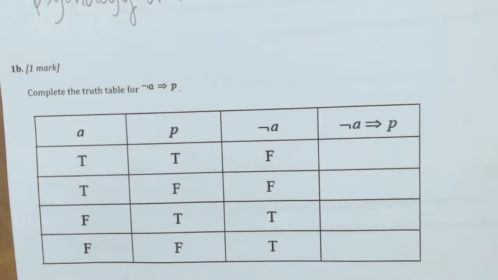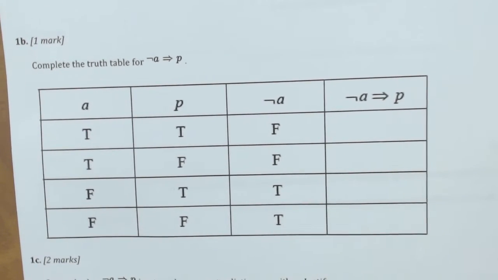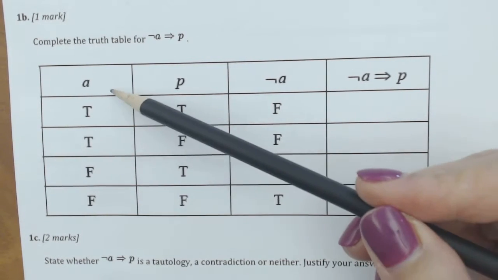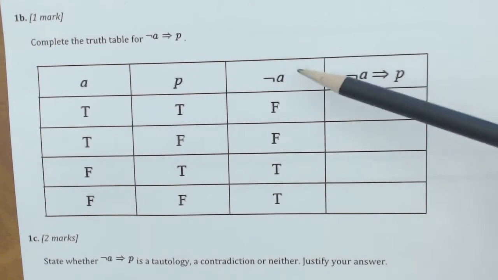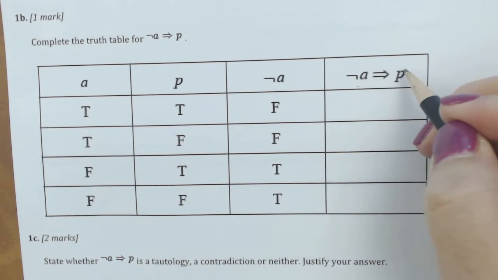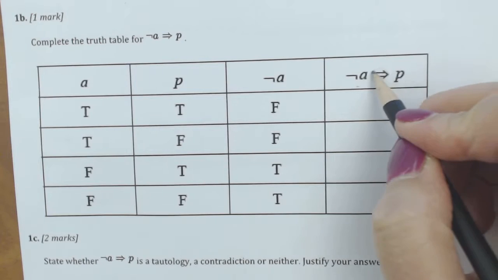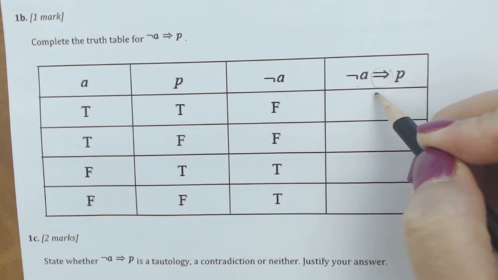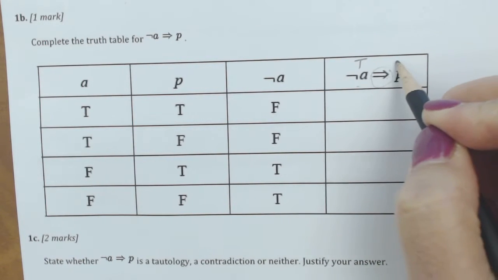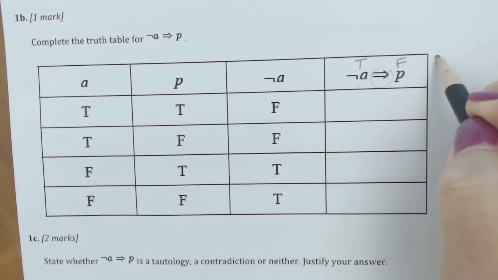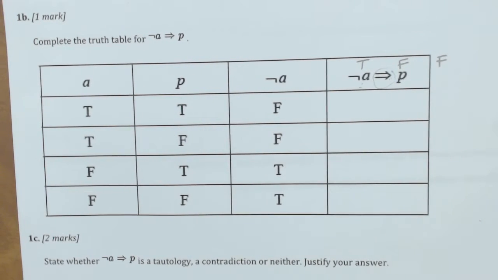Let's go to 1B. We have to complete the following truth table. They set up the A and the P, and they set up the negation of A. Now they want us to do if not A, then P. So now here's our connective, our if-then. The only time our if-then is false is if the first one is true and the second one is false. That means the entire thing is false. That's the only false that we're going to have.